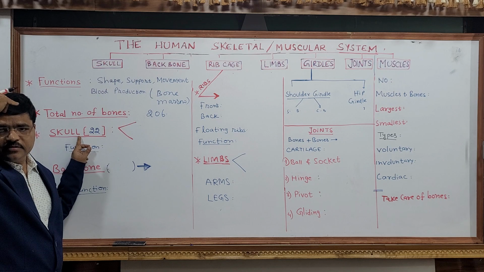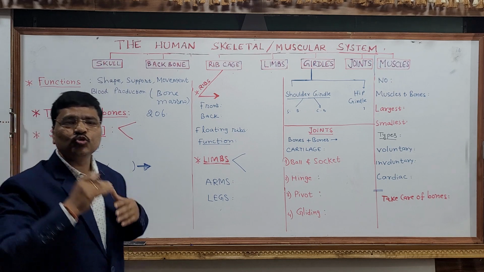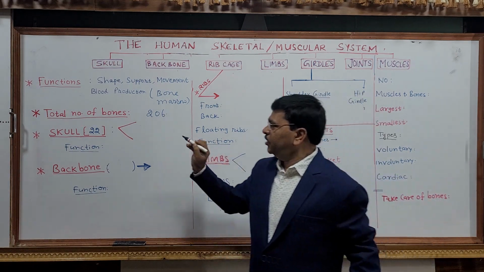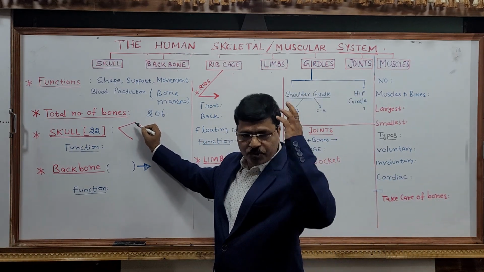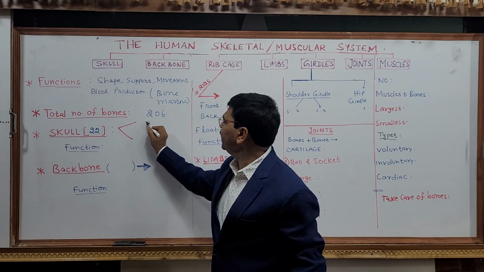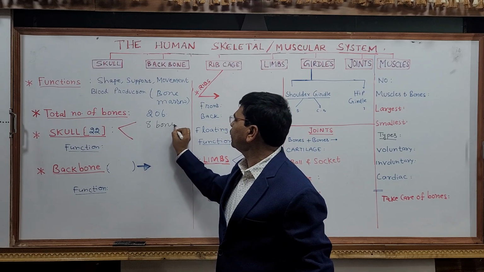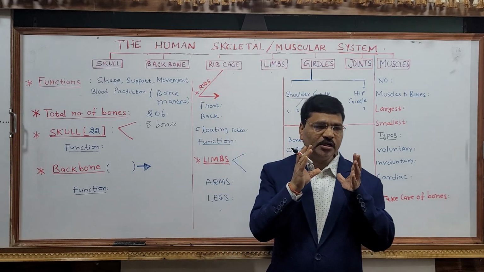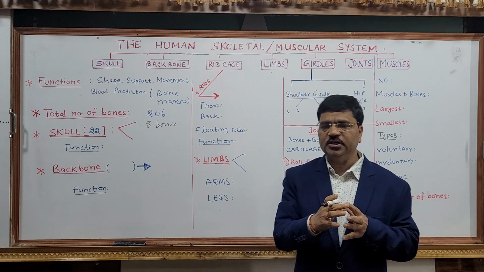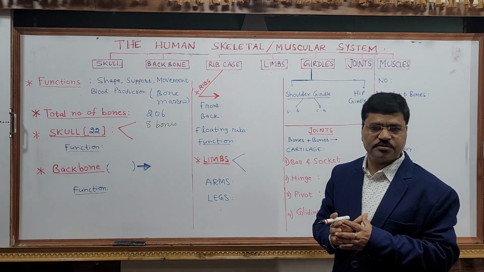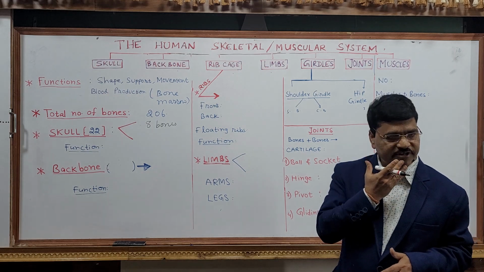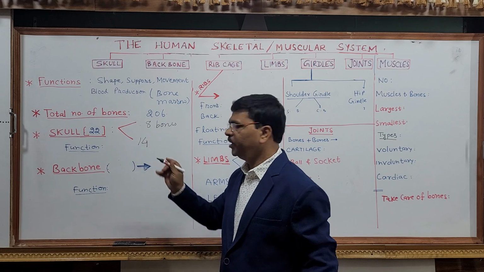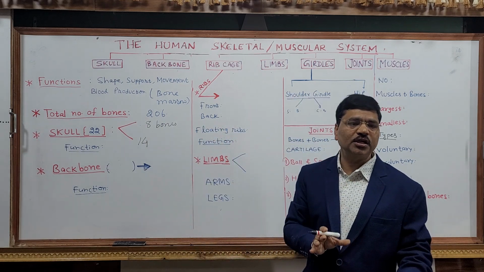This is the skull. Okay, the skull can be divided into two parts, the upper part and the lower part. So the upper part, which protects the brain, it consists of 8 bones. And the bones which are there, they are fused with each other. They are immovable. They are joined with each other with immovable joint. Okay. Next we come to the facial region. Our face, it consists of 14 bones.